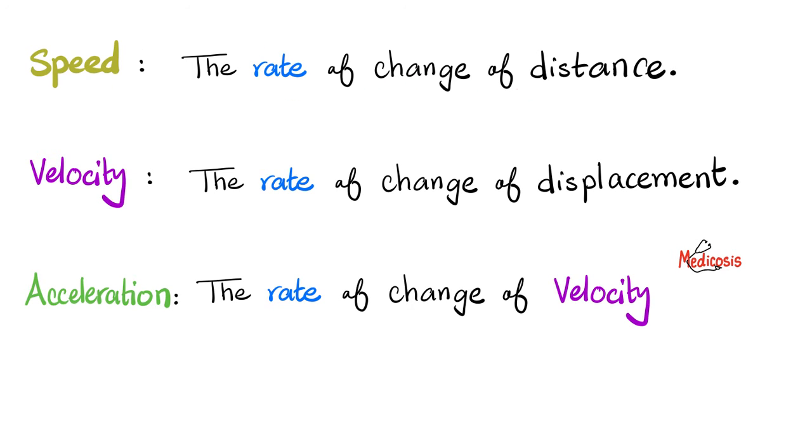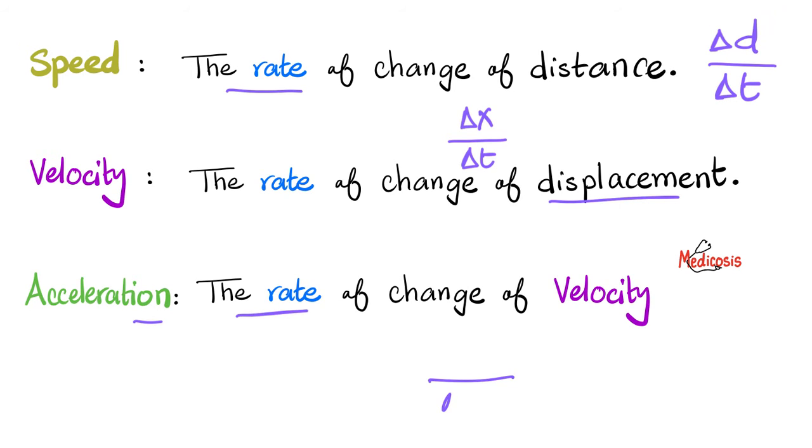Speed is the rate of change of distance. Anytime you see this phrase, the rate of change, it means there is delta T in the denominator. Change of what? Of distance. So there is delta D upstairs. How about velocity? The rate of change, I know what that means. It means delta T is downstairs, of displacement. So there is displacement upstairs. Acceleration, the rate of change, meaning there is delta T in the denominator, of velocity. So there is delta V upstairs.